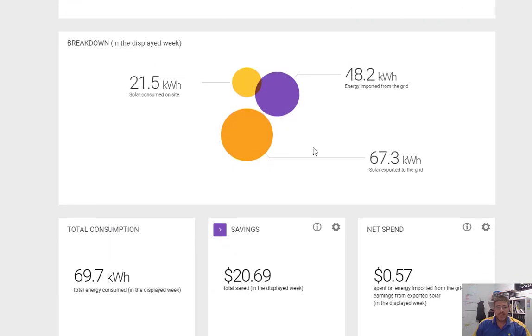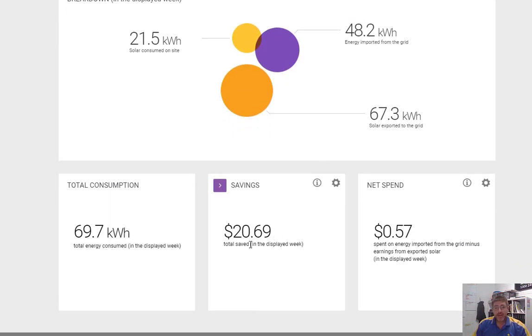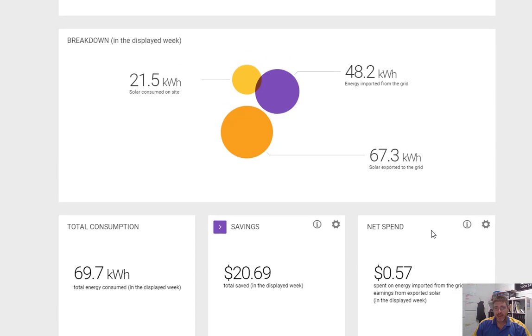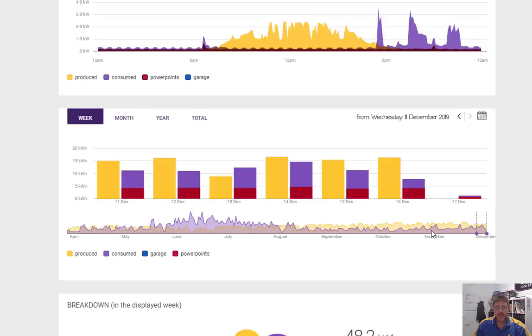So this customer here, in this week, they've saved $20 from their solar usage and what they've fed back to the grid. And they've actually only spent 57 cents on energy this week, which is great. This customer is a very small energy user. The system produced about 15 kilowatts for the day. It's a little 3 kilowatt solar system, and they used about 11. So by the looks of those numbers, this customer has a really good feed-in rate from their provider. Okay, so let's jump into another commercial.